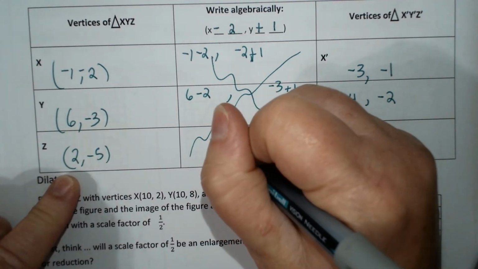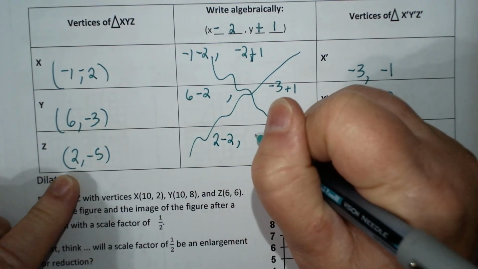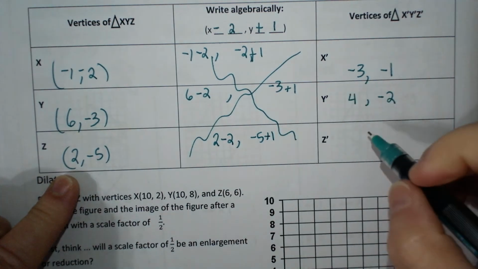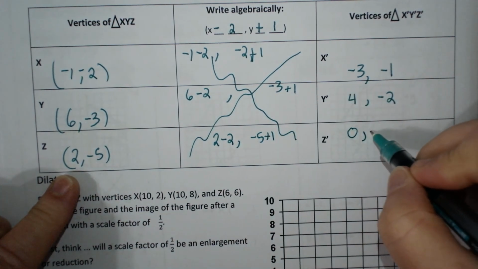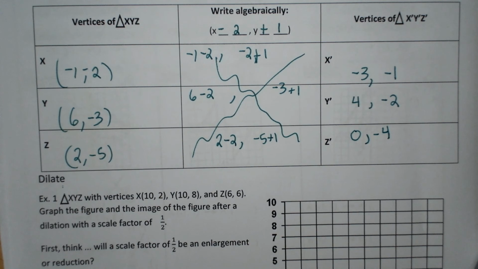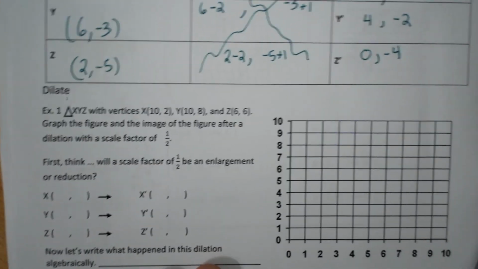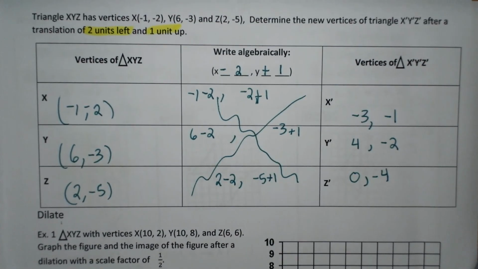And then 2 minus 2, comma, -5 plus 1, which would be 0, -4. This is a good example why you should do math in pencil, so you could erase it and not be all squiggly and squaggly. That is transformation.